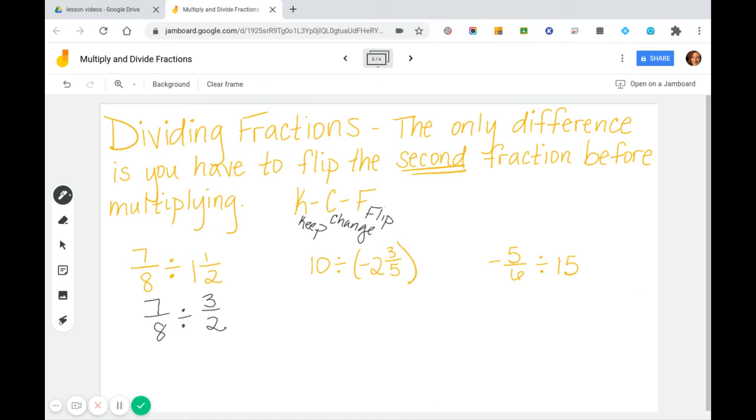So now here we go. I'm going to keep it 7/8. I'm going to change it to times, and I'm going to flip it to 2/3. And now it's exactly what we were doing on all the other pages in this video.